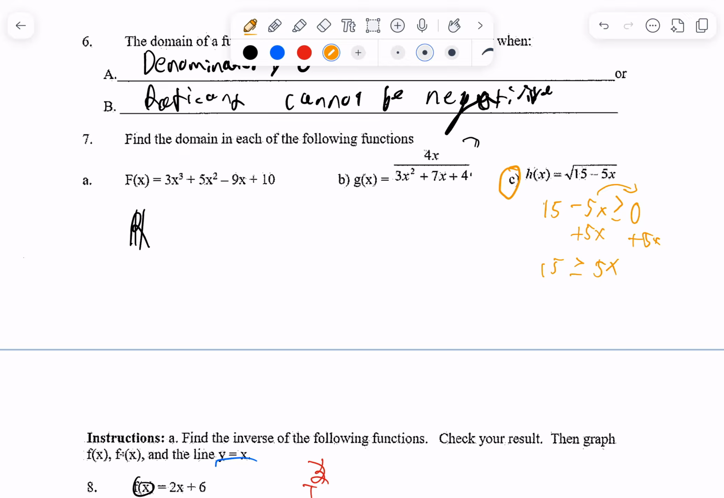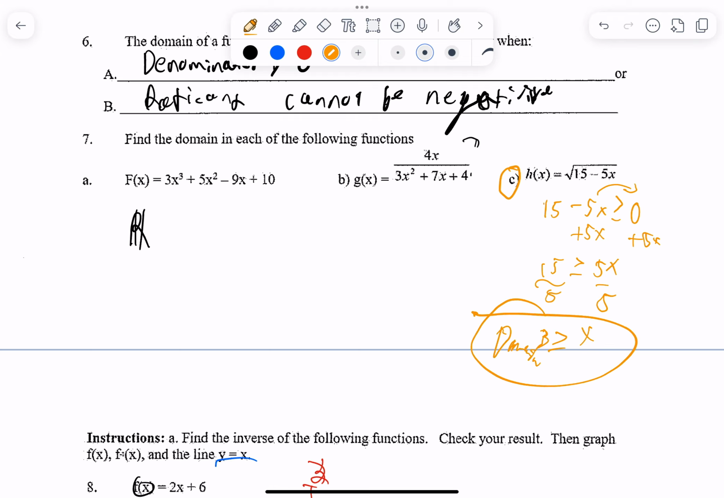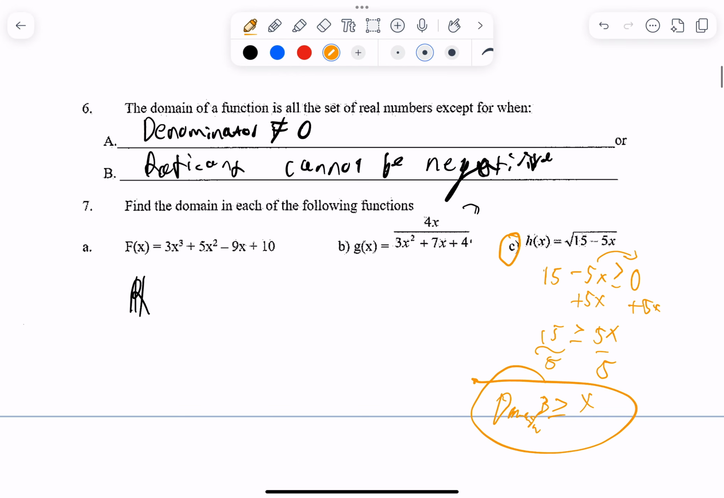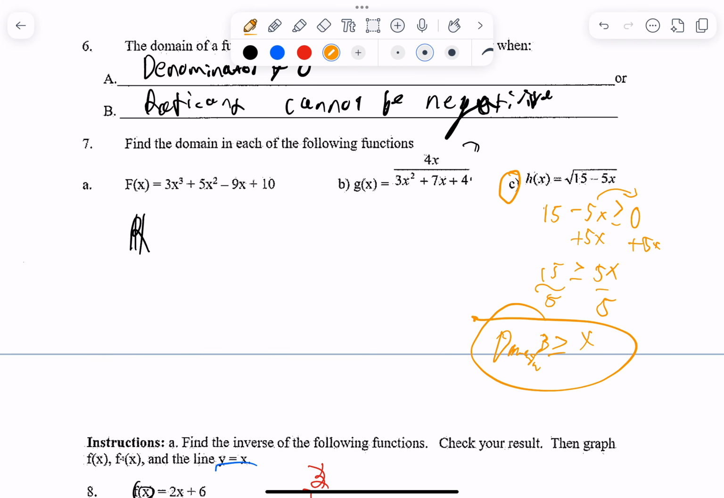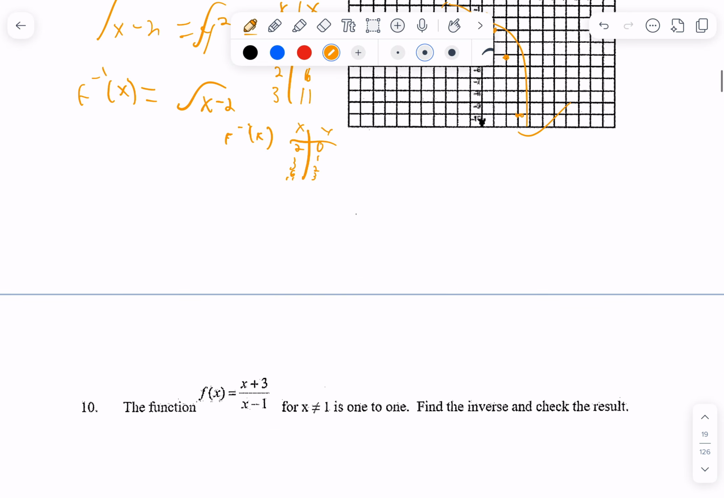And now we don't want that 5, so we divide by 5 on both sides. And then you have 3 is greater than or equal to x. And that is the domain. Because for the domain, you have to try to find if it's greater than or equal to 0. So you just set it up like that. That's how we did it for all of these. You just try to find where it's greater than or equal to 0.